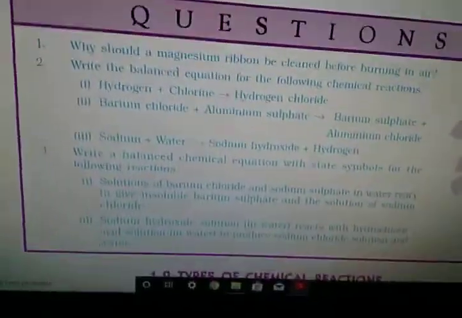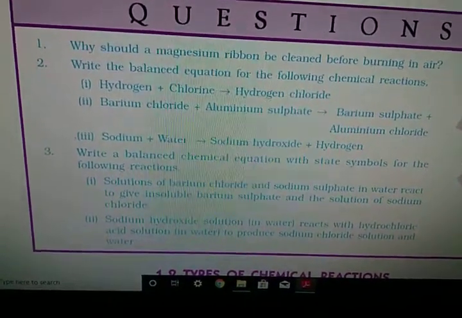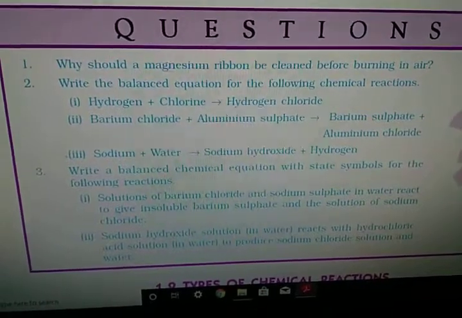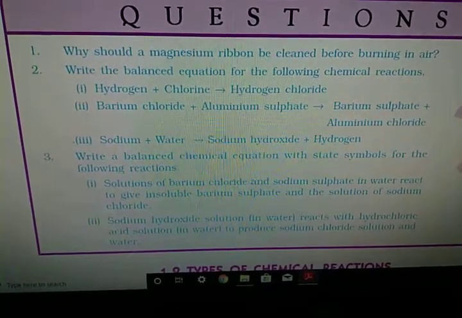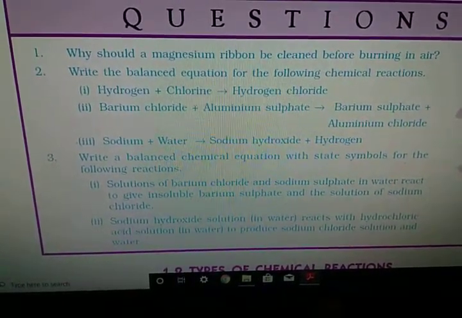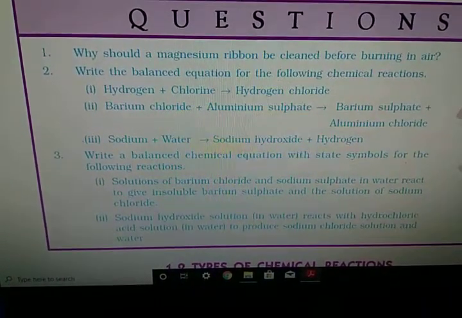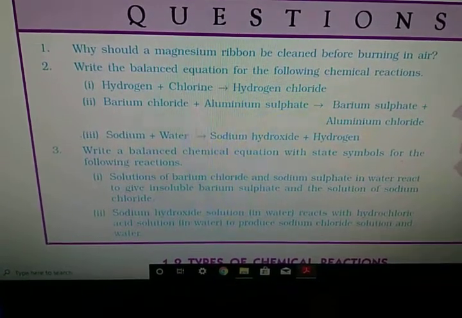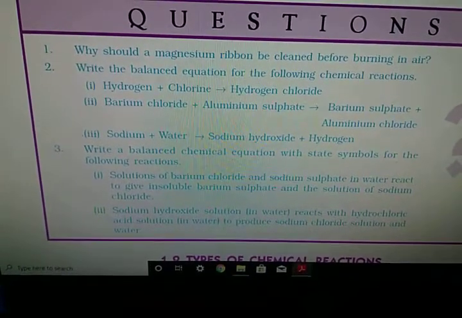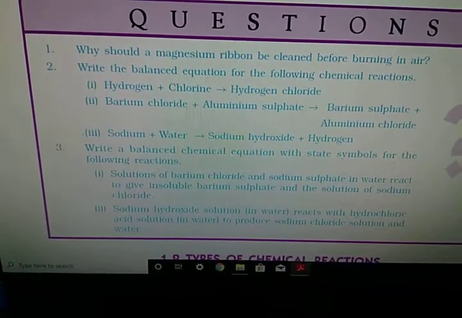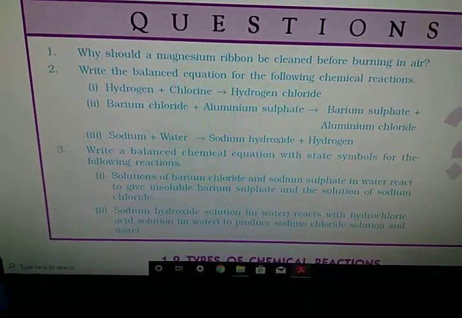Our first question is, why should a magnesium ribbon be cleaned before burning in air? Magnesium is a reactive material, so when it comes in contact with air, especially oxygen, it reacts with oxygen and a thin layer of magnesium oxide forms over the magnesium wire. Once magnesium changes into magnesium oxide, it cannot react further with oxygen. If you are going to burn it, it means you are going to react it with oxygen. This magnesium oxide layer is sticky, so we have to remove it with sandpaper. This is the reason we have to clean the magnesium ribbon before burning it.